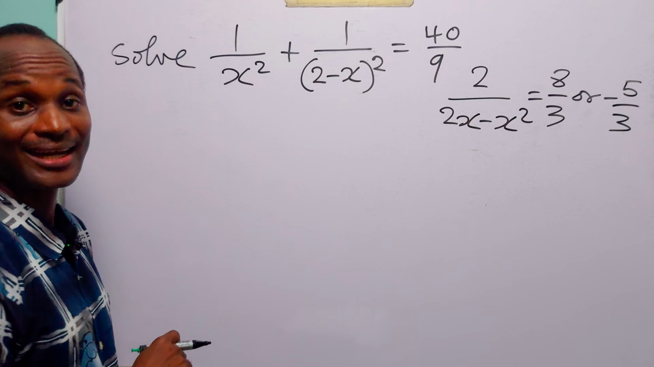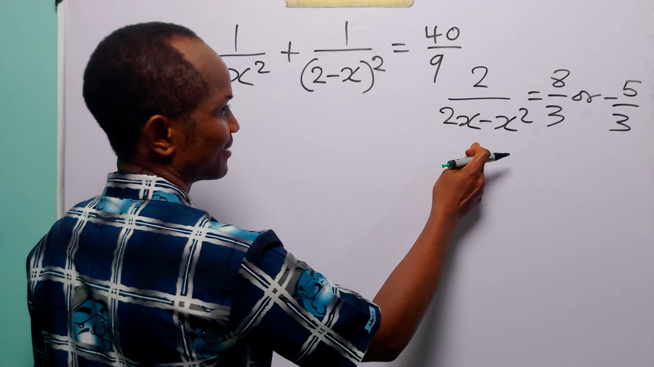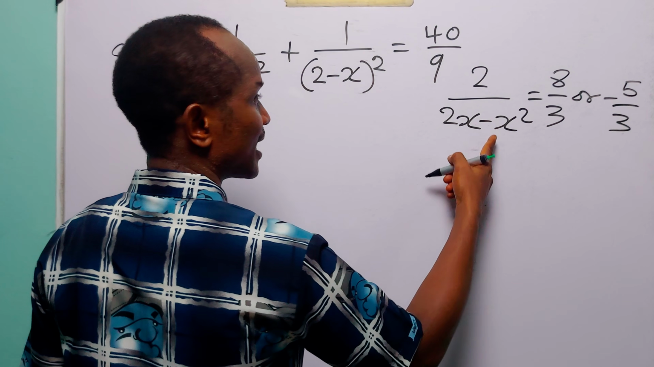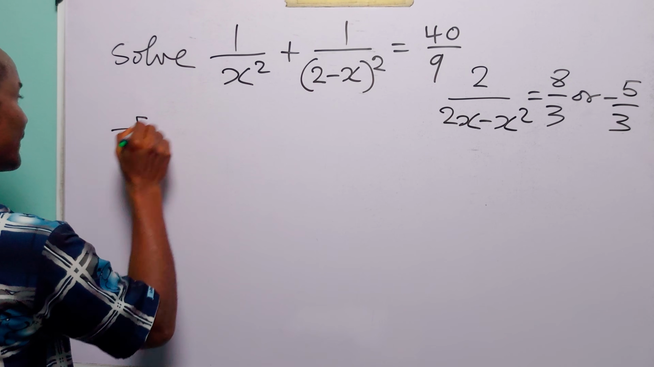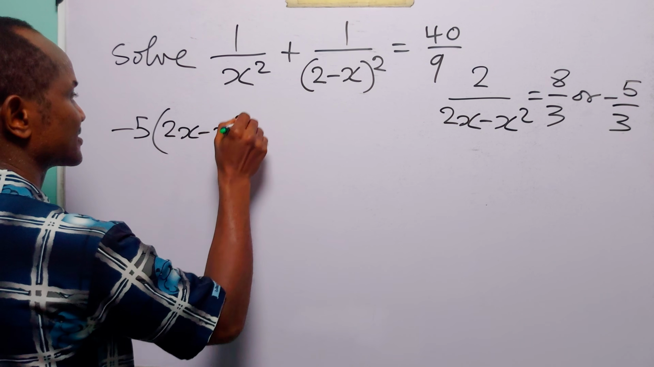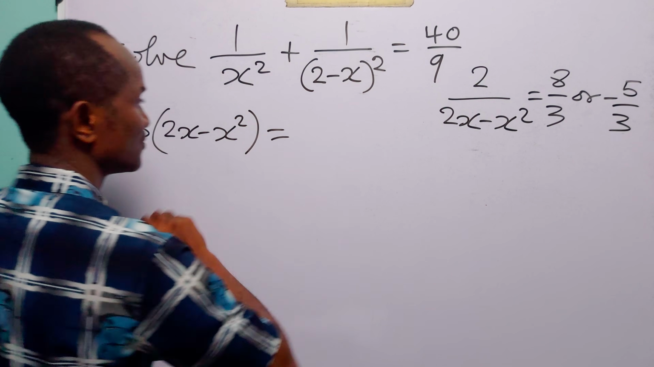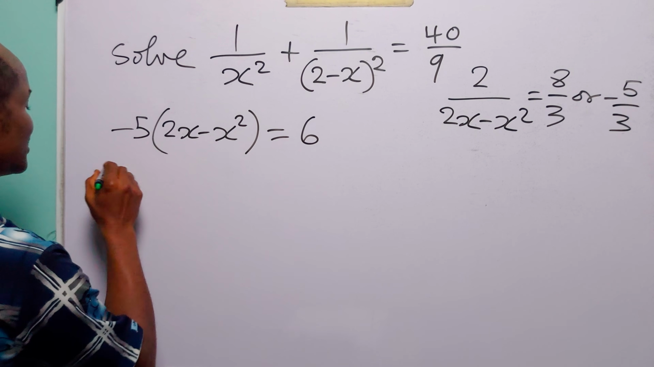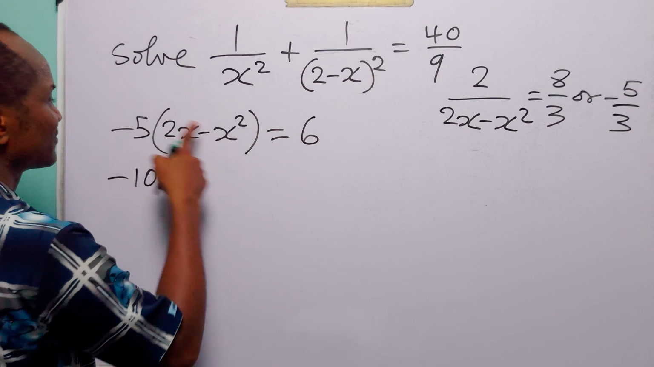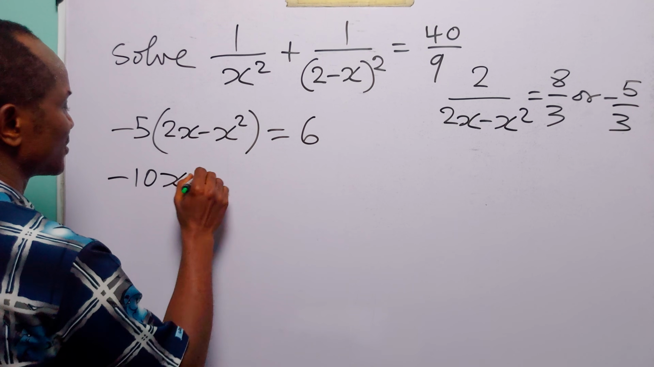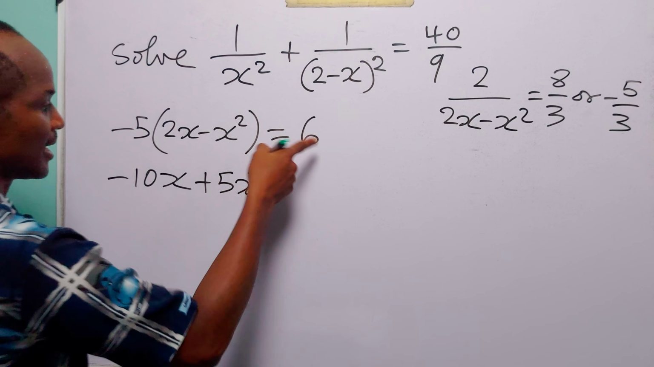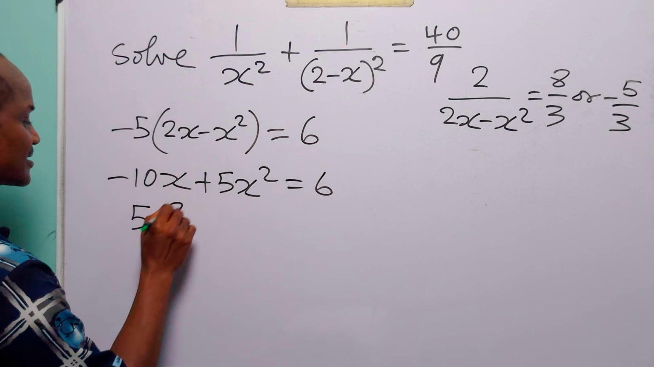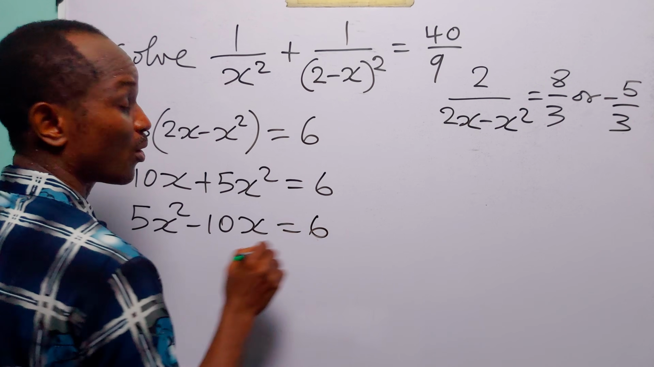And in the second case, we have that 2 over 2x minus x squared is equal to minus 5 over 3. Once more, by cross multiplying, we have that minus 5 times 2x minus x squared is equal to 3 times 2, which is 6. Now, opening this bracket, we have minus 5 times 2x is going to give us minus 10x. Minus 5 times minus x squared is going to give us plus 5x squared. And of course, this is equal to 6. Rearranging this equation, we have 5x squared minus 10x is equal to 6.